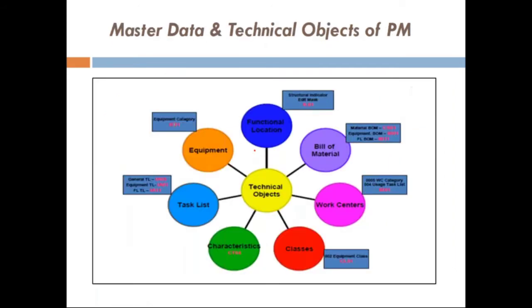Once that is done, we will go for the master data. In the master data, first we will start with the functional location. We'll discuss what a functional location is, why it has to be created, what the different types of functional locations are, and what data you will maintain in them. So I'll briefly explain what a functional location is.